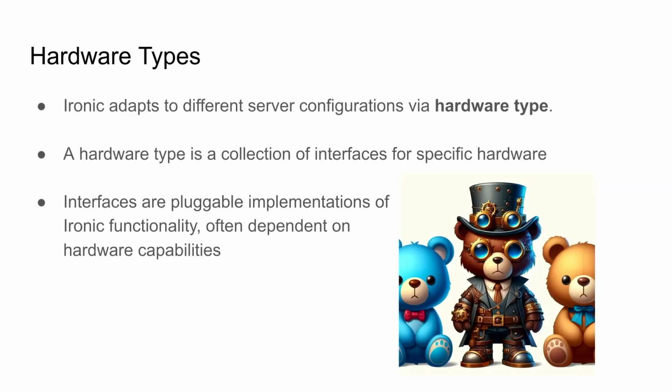But so how does Ironic manage talking to all these different types of servers, right? So we just talked about there's a bunch of different BMCs, there's different ways that conductors can talk, and that's our concept of hardware types, or colloquially, I call it a driver. And so the hardware type is a collection of interfaces for specific hardware. So, I said this is going to be like a menu of features. The hardware type is like a menu of things that a specific type or style of hardware can support. And it's a collection of interfaces, and we'll talk about what that means, because they're just pluggable implementations of our functionality, which can also be dependent on hardware capabilities for your use case.